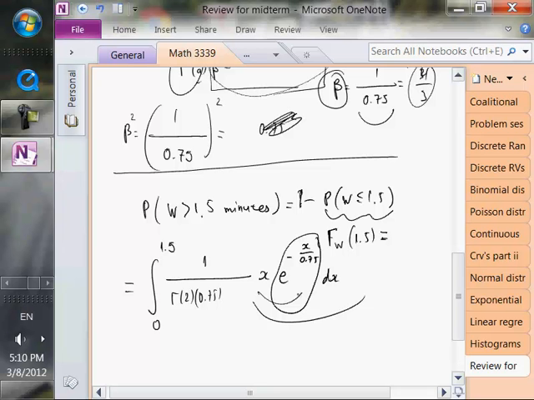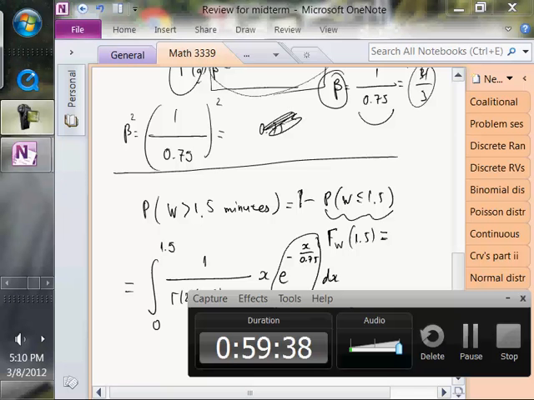You have to repeat because I didn't hear you. Shouldn't the 0.75 be on top and squared because it's lambda? I'm going to stop here.